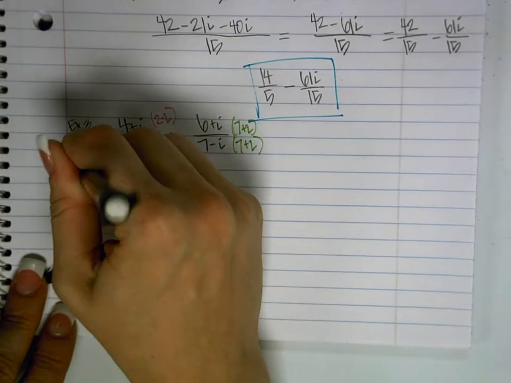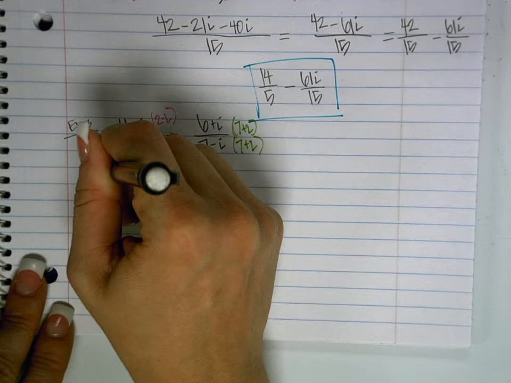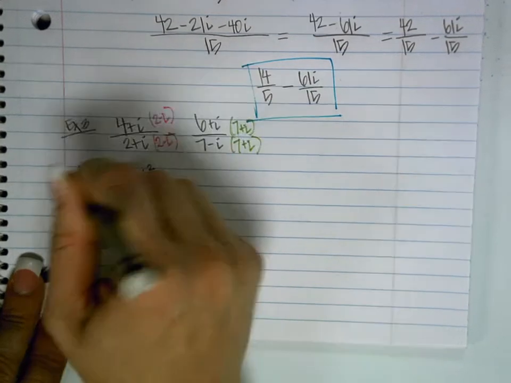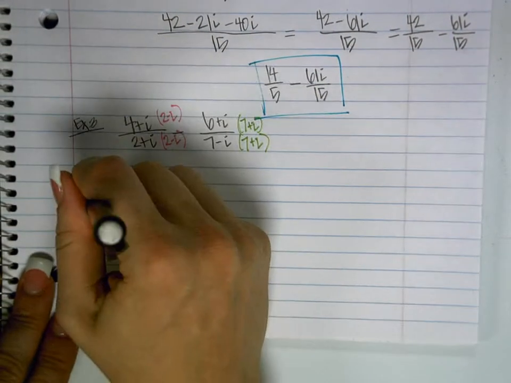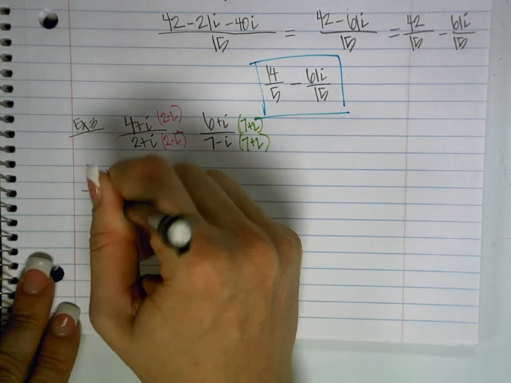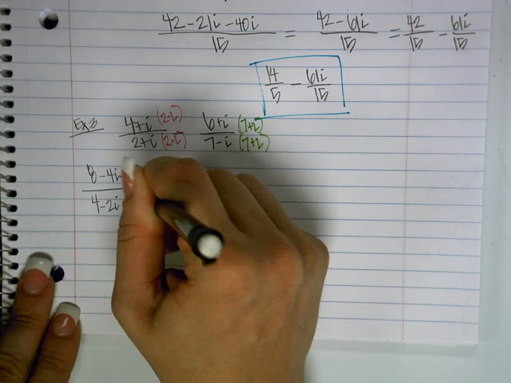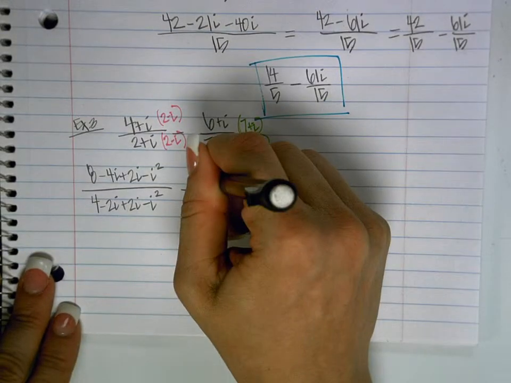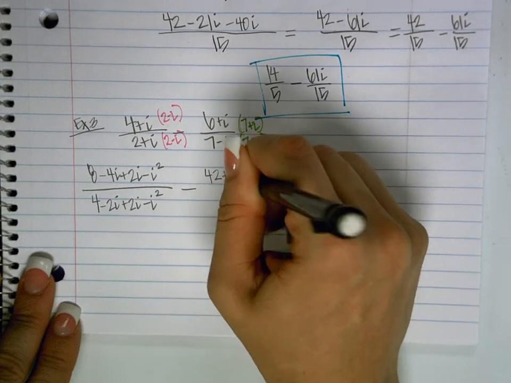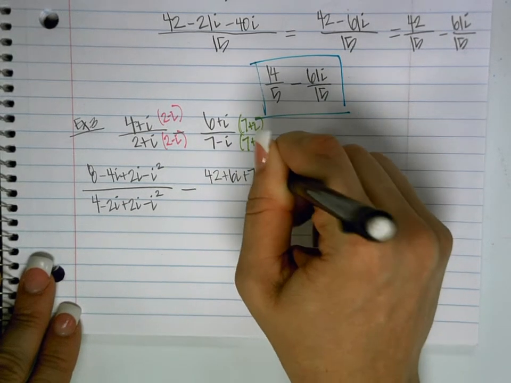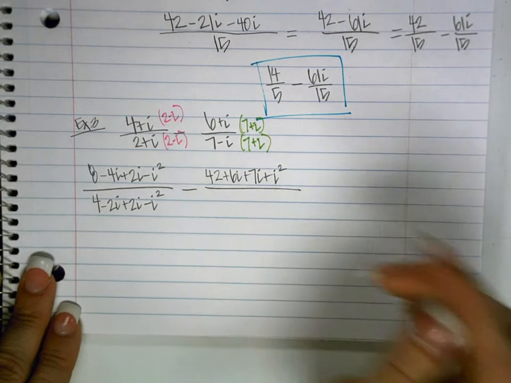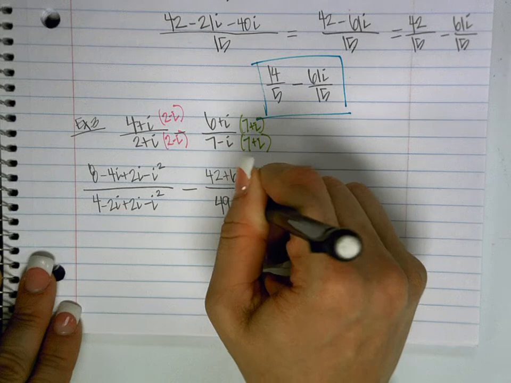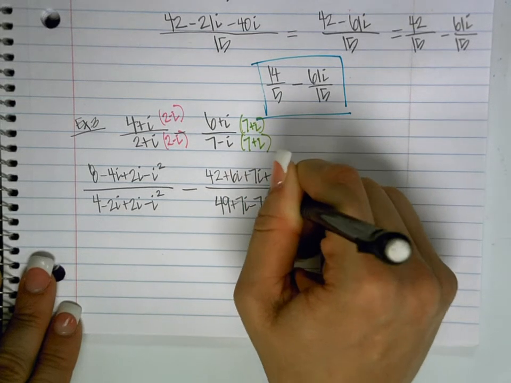That gives you 8. Outsides is minus 4i. Insides is plus 2i. And last is minus i squared. Over, FOIL these together, we got 4 minus 2i plus 2i minus i squared. Subtract, FOIL these tops together, 42 plus 6i plus 7i plus i squared over, FOIL the denominator, 49 plus 7i minus 7i minus i squared.